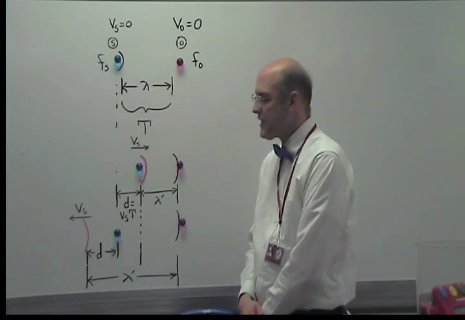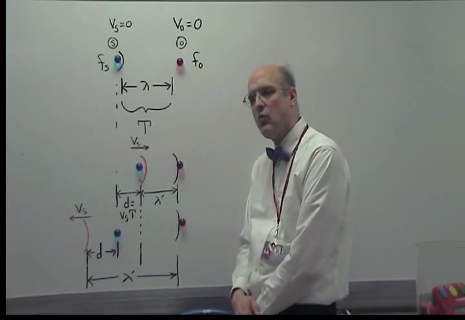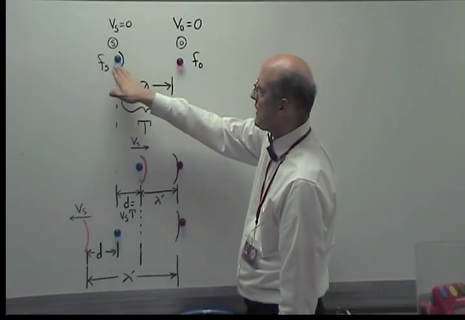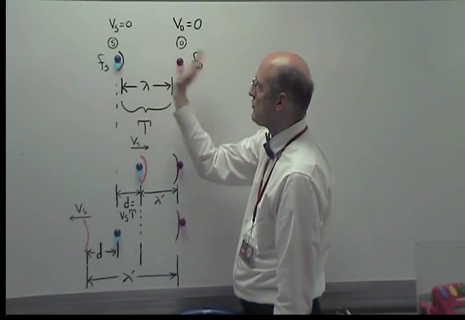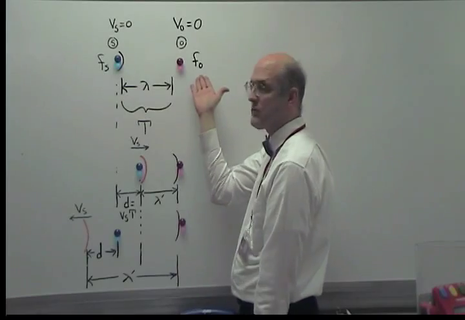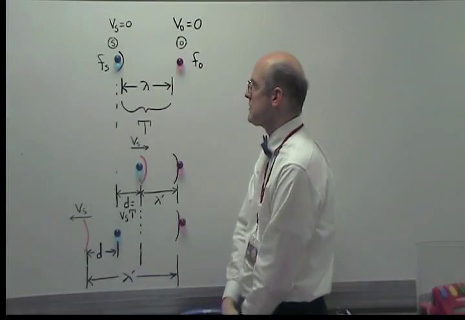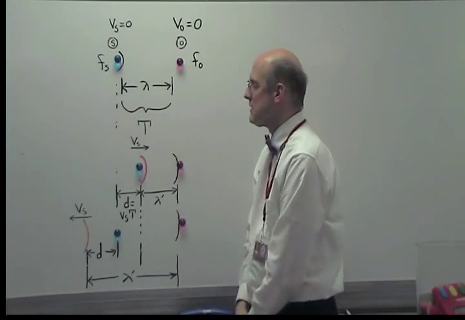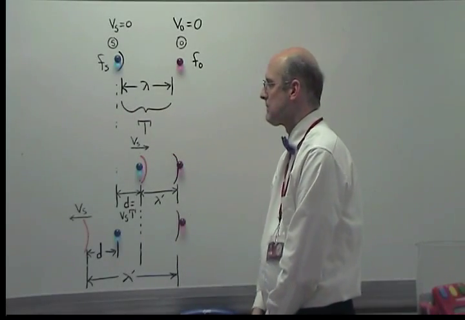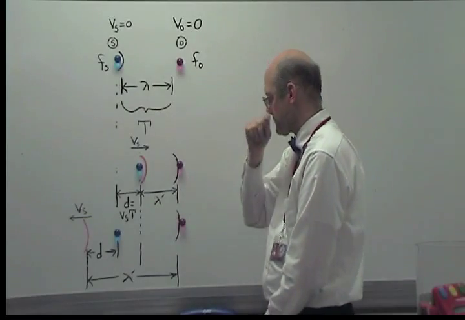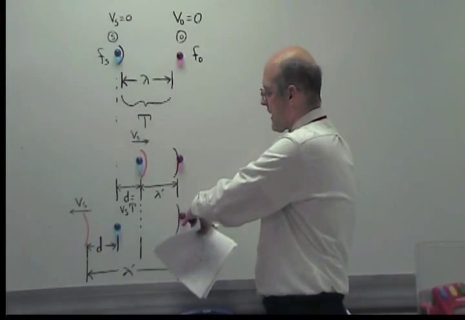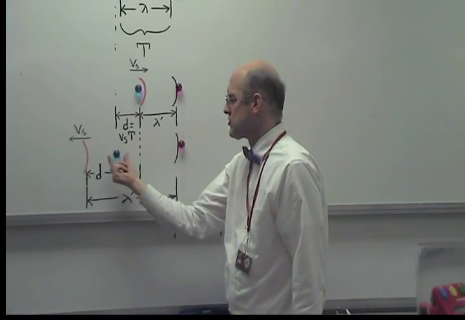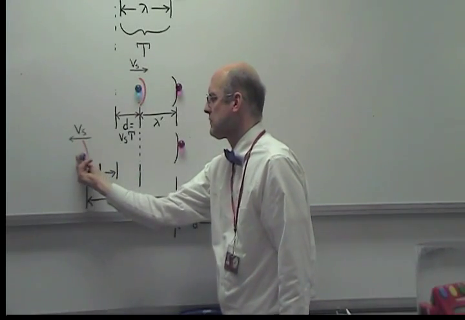Let's next look at the case where the source is moving away from the observer. Going back up here, right here we have the source, here the observer. They're both at rest right now. The observed frequency is going to be equal to the source frequency. The wavelength is lambda, and the time is the period of the wave, the time it takes the crest to reach the observer. If you look at this diagram below here now, we have the source moving away from the observer.